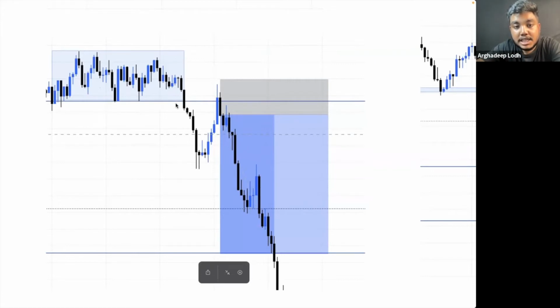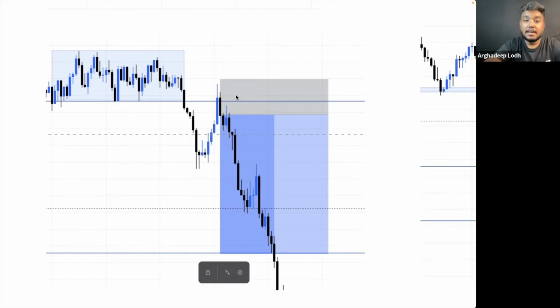I told you these lines act as magnets. These lines act as magnets. After the breakout, it went down, and the line started pulling the price towards it. It went down, then came up again, came up again. See, it got rejected again from here. What did I explain yesterday? Higher price rejection. This is resistance.